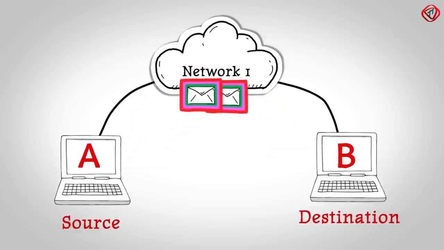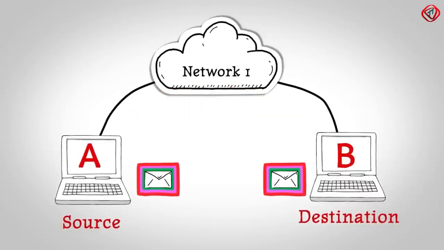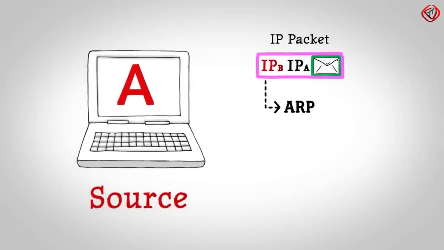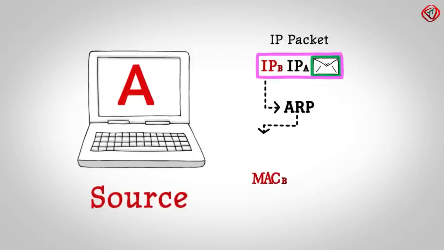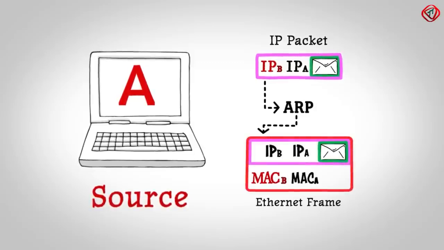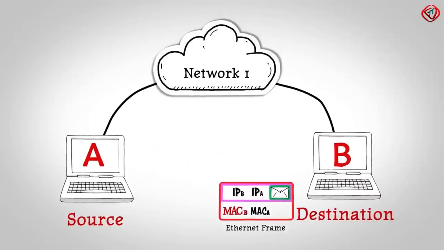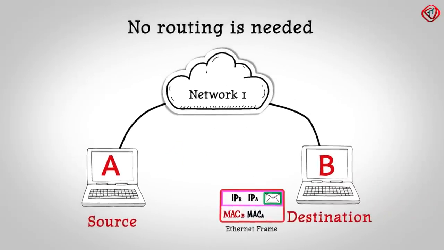For communication within a network, the task is usually simple. The ARP module takes the destination IP address from the IP packet and returns the MAC address of the destination computer. It is then used to create an Ethernet frame which is delivered directly to the destination as it is present in the same network.